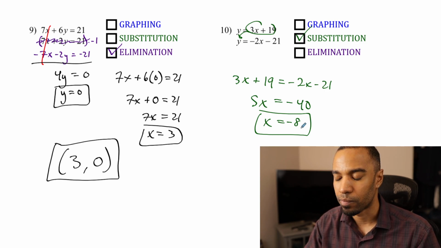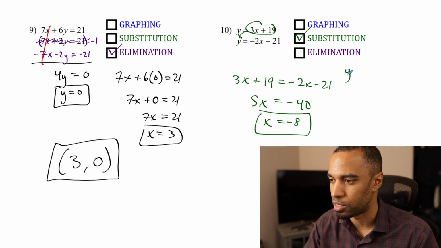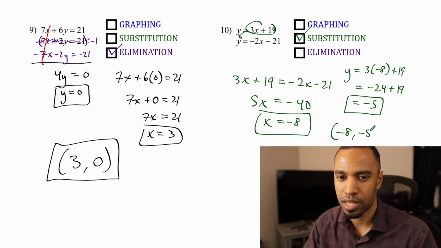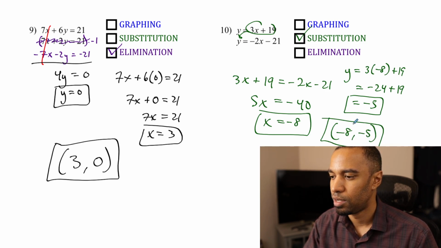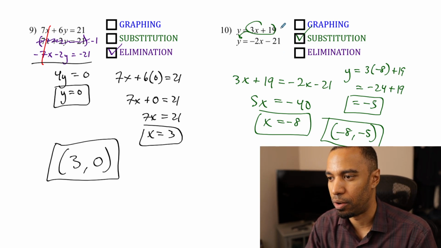Now I substitute -8 into one equation. Let's do that top one that has positives. Y equals 3 times -8 plus 19. That's negative 24 plus 19, which is negative 5. That is negative 8 comma negative 5. I trust that to be correct there. I'm all good on that one. Substitution only for that one.